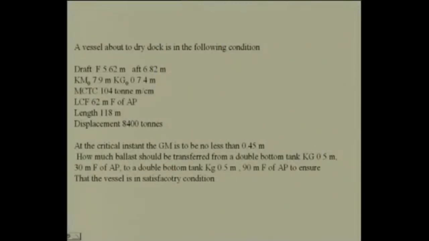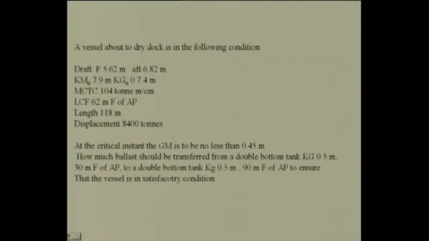So, that means you know your G0, M0 and you know your G1, M0. Therefore, you can find G0, G1 directly, and using that formula, you can go backwards to find P. Once you know P, you can find how much trim will happen when it touches at the critical instant. And so, you know your final trim, you know your initial trim. The question is to find the ballast to be transferred.